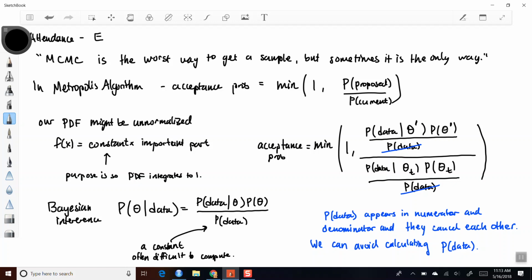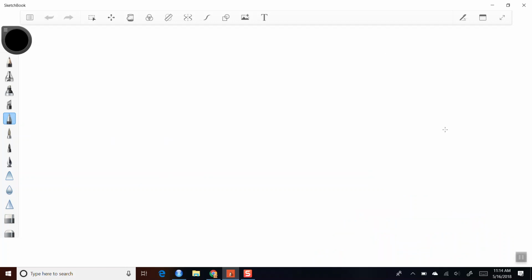Okay, I'm going to show you an application that I think is kind of cool, and all right, so we will use MCMC for decoding a cipher, all right? And this is an application of the Metropolis algorithm.